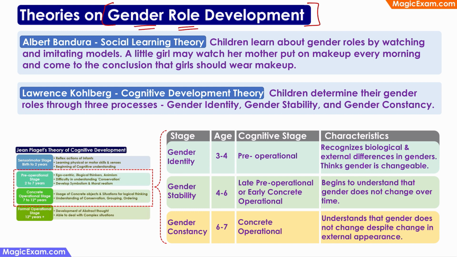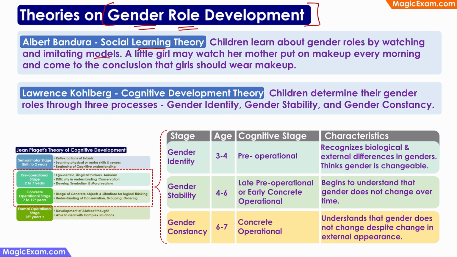That is gender role. Albert Bandura talks about gender role development as part of his social learning theory itself. He says that children learn about gender roles by watching and imitating models. For example, a little girl may watch her mother or other elder females in the family in terms of how they behave, how they dress up, and imitate them. And that's how the child will learn about her gender role. Similarly, a boy may imitate his father or other elder males in the family, and that's how the boy will learn about his gender role expectation.